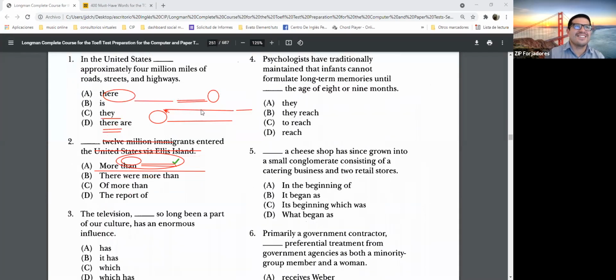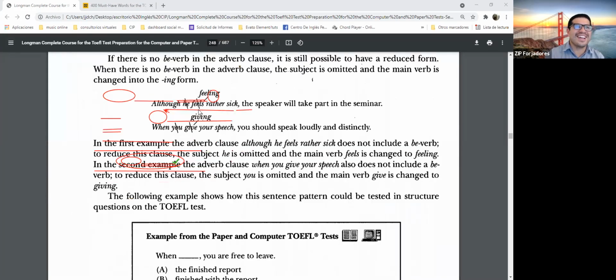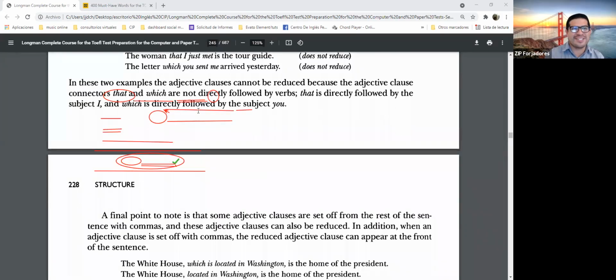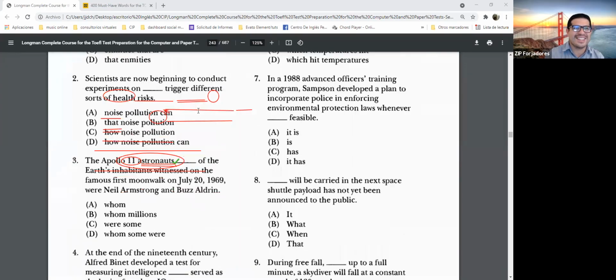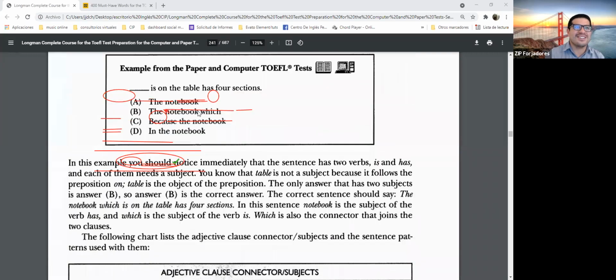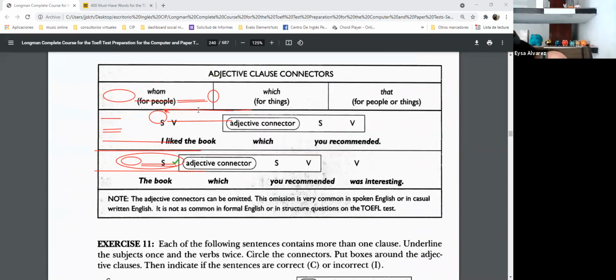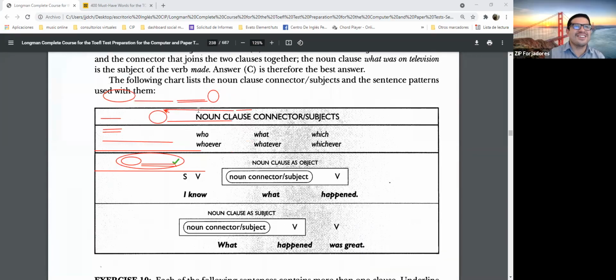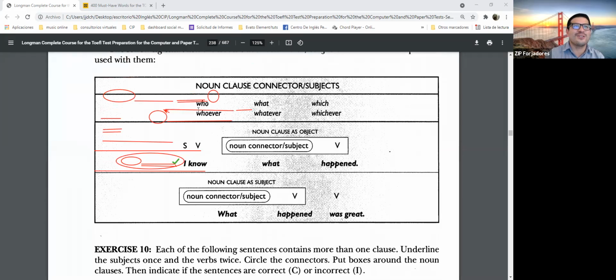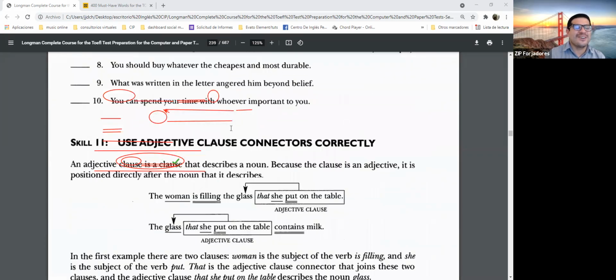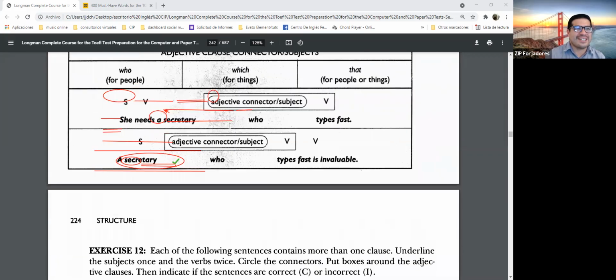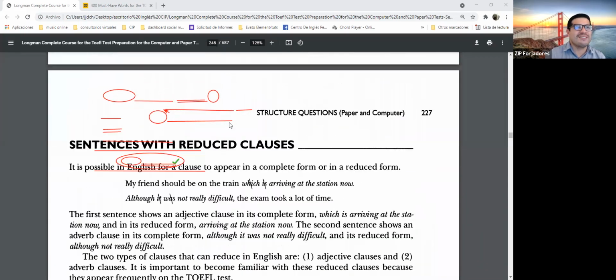Let's see. I think that I'm confused, but I'm sure that it's who, what, and that. Give me one second. Who, what, and that. The noun clause connector? Yes, right? Who, what, and which. Oh, sorry. So who, what, which, and their evers: whoever, whatever, whichever. Okay. Who, what, and which.